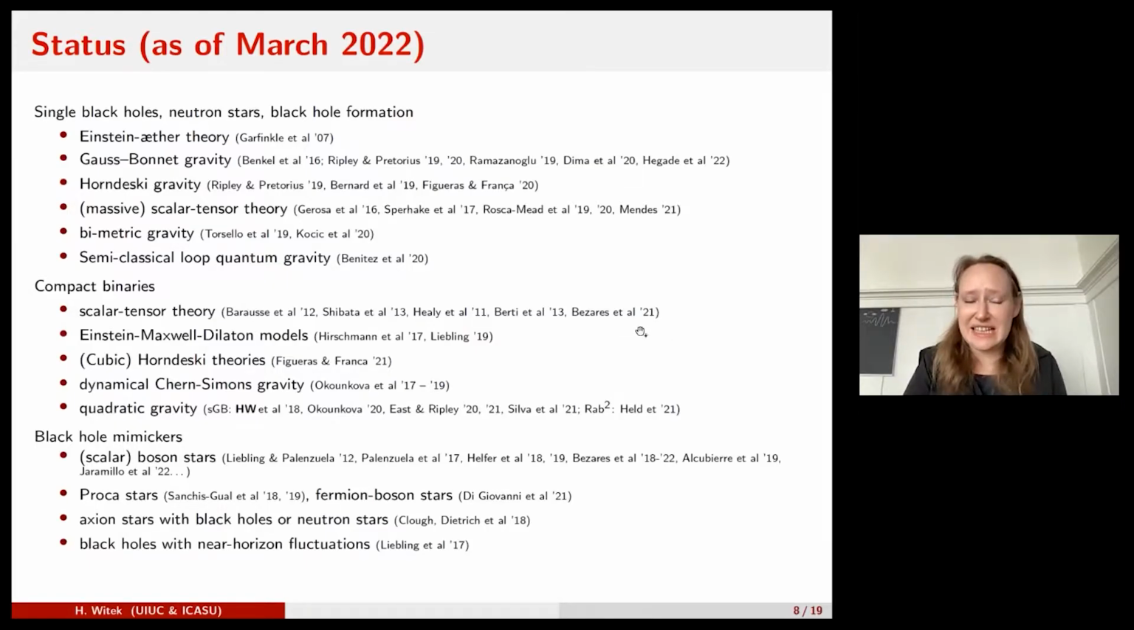As I said, I will now go over a few examples, focusing first on scalar tensor theory, and then the second half will be these quadratic type theories. Good, so let's get started.